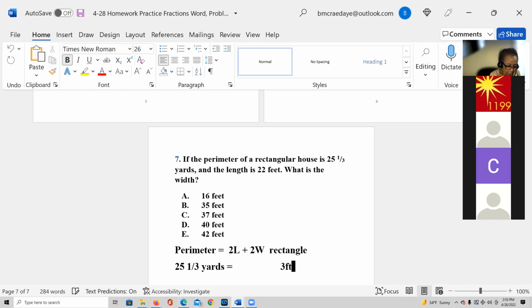3 feet equal 1 yard. Okay. So 25 yards would be how many feet? That would be 75. That's right, 75 feet. And then 1/3 yard would be how many feet? That's the part I don't remember how to convert. Well, 1/3 of a yard. If 3 feet is 1 yard, how many feet are in 1/3 of a yard?